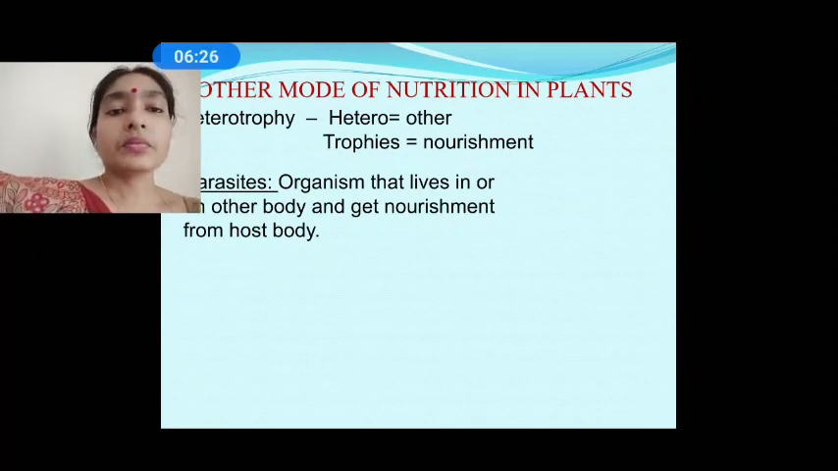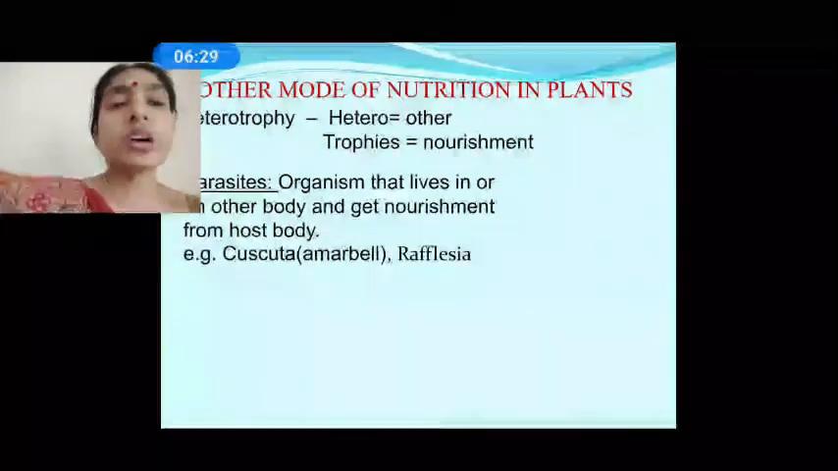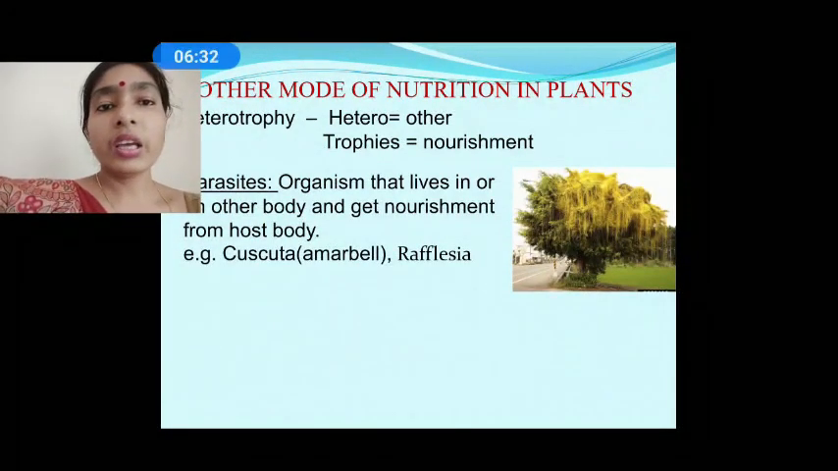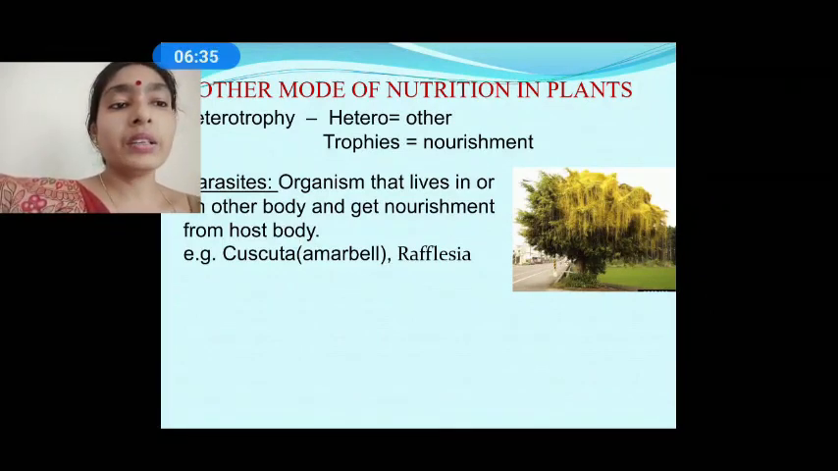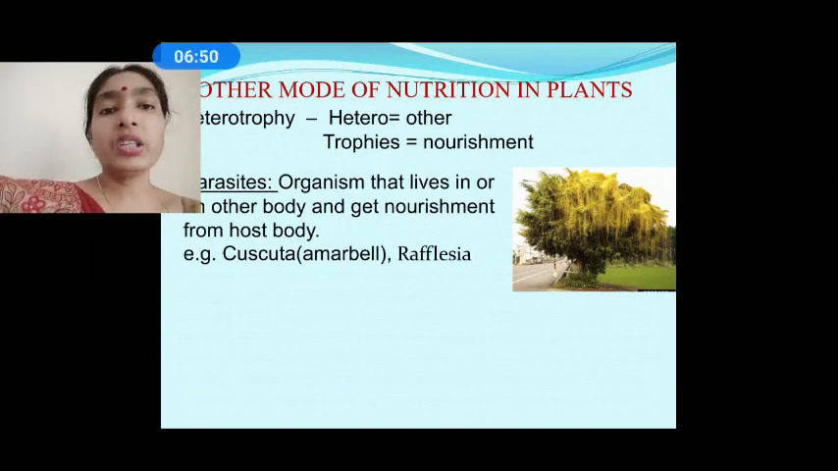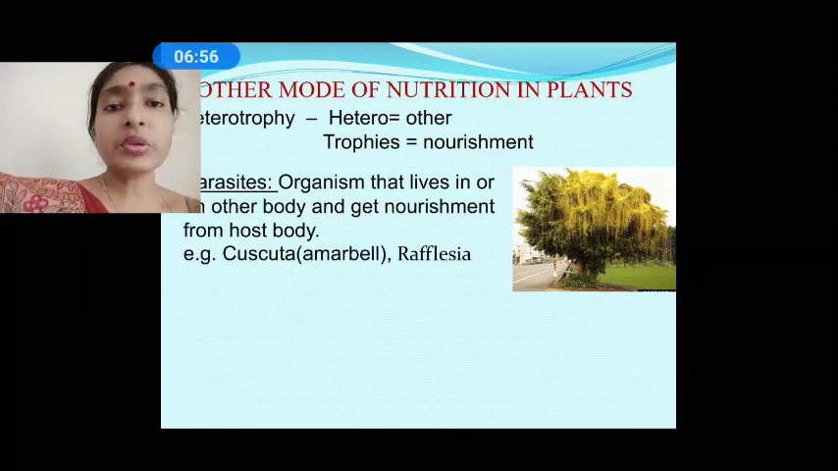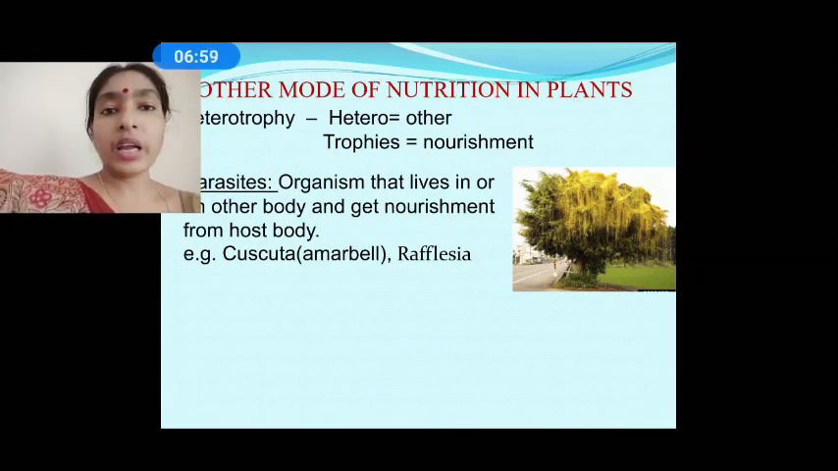If you observe this Cuscuta or Amarbel, you can see this yellow ribbon-like growth on this big plant. These are nothing but parasites. Rafflesia is the biggest flower in the world, and that is also a parasitic plant. A parasitic plant completely depends on the host body. Don't get confused: as we depend on plants or animals for our food, that does not mean we are parasites, because we are not living on the host body; we live separately and only get food from them.